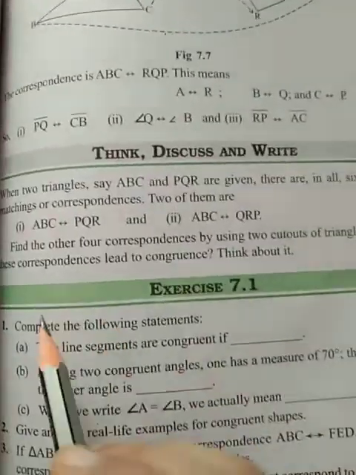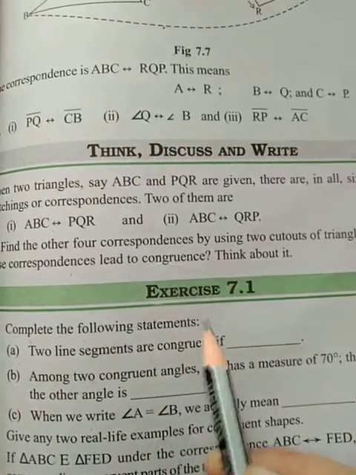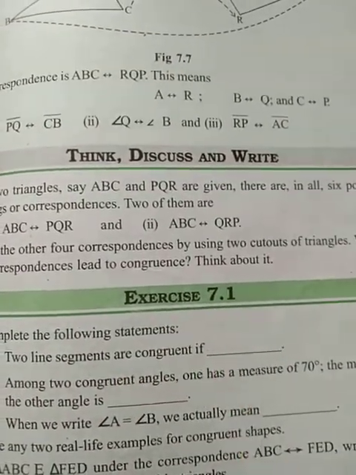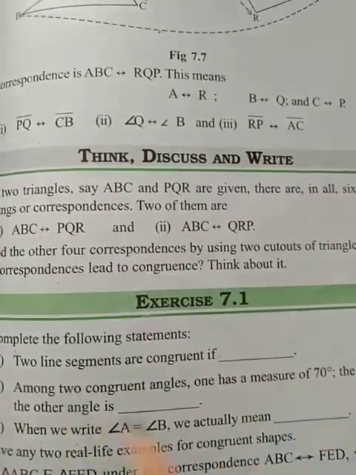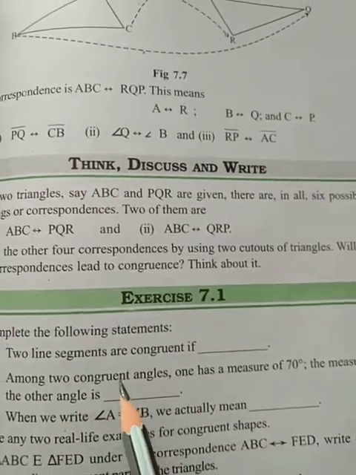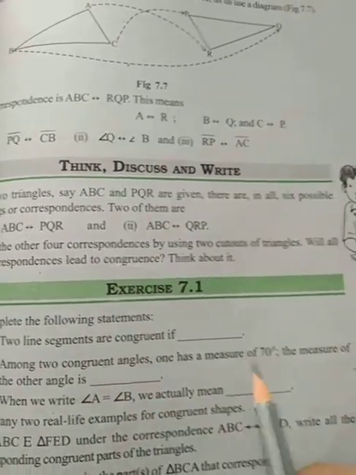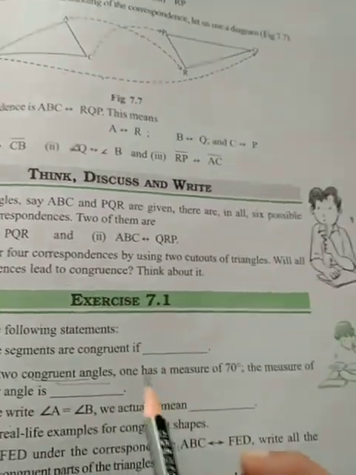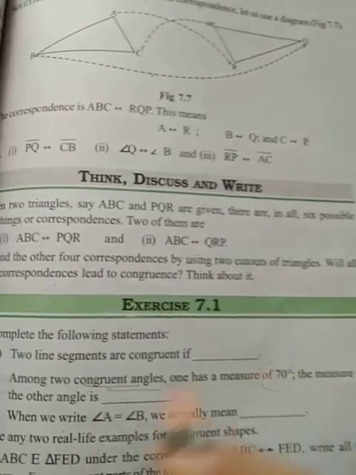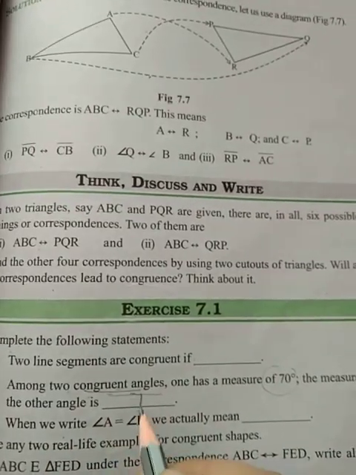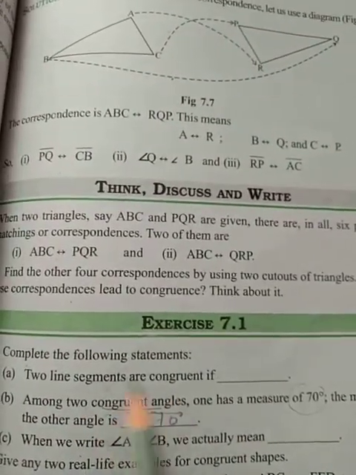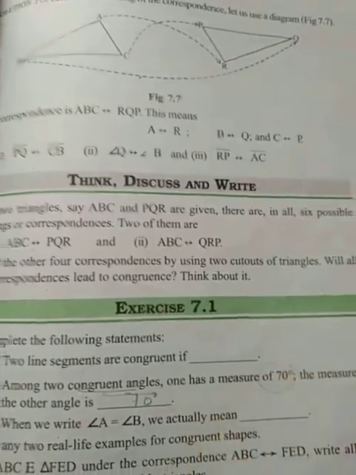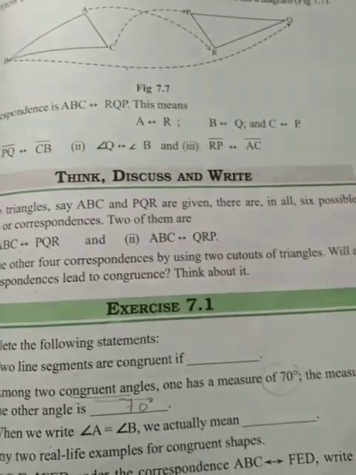Now see exercise 7.1. Complete the following statements. Two line segments are congruent if they are of the same length. Among two congruent angles, if the measurement of one angle is given, then what will be the measure of the other angle? Obviously the same, because they are congruent. If two triangles are congruent, they will be completely the same.